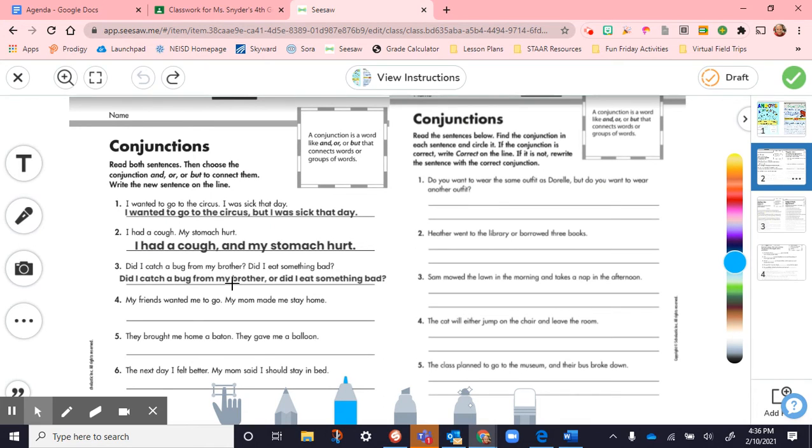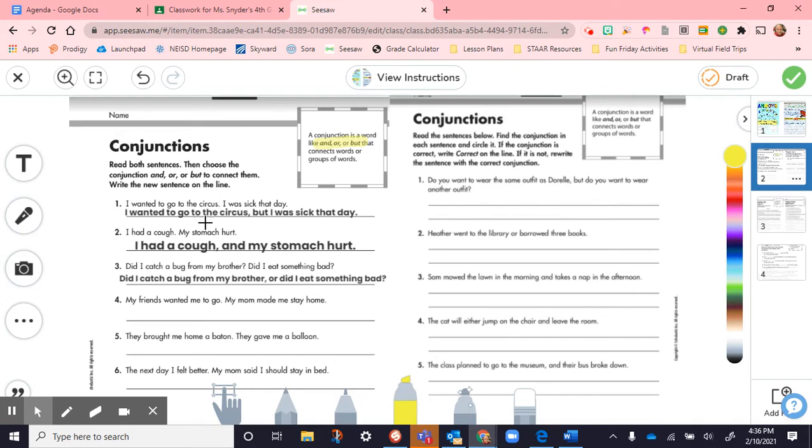And then we just did a few of these together. So for this page, we're combining sentences using and, or, but, and we are using those words to connect these sentences. The first one is, I wanted to go to the circus. I was sick that day. So we use the conjunction but. I wanted to go to the circus. We remove the period, add the comma, use the fanboy, and then continue with sentence 2. I wanted to go to the circus, comma, but I was sick that day.